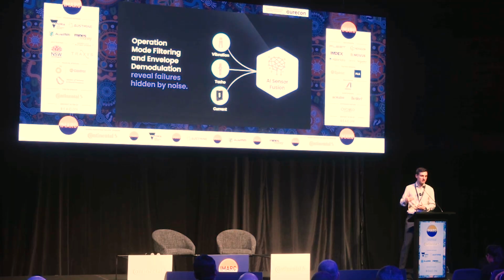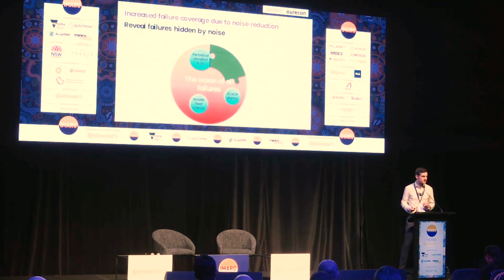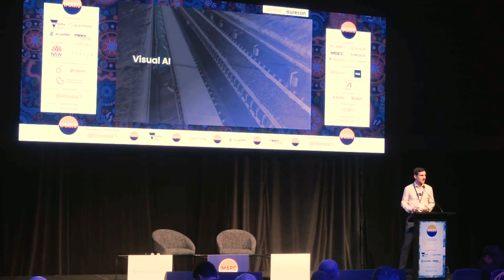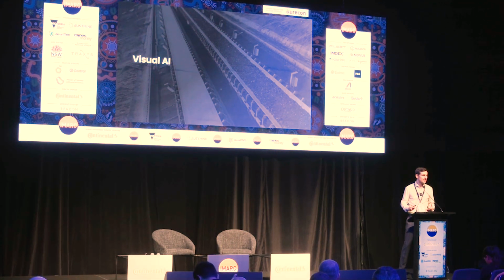And on top, we apply other algorithms like envelope demodulations and others that I don't have the time to go into, to completely remove this noise. So now all of this noise removal allows me to see failures that I did not see before and get another piece of the puzzle to cover all that red ocean of failures. Lastly, and that's the last thing we're going to cover, is visual AI.